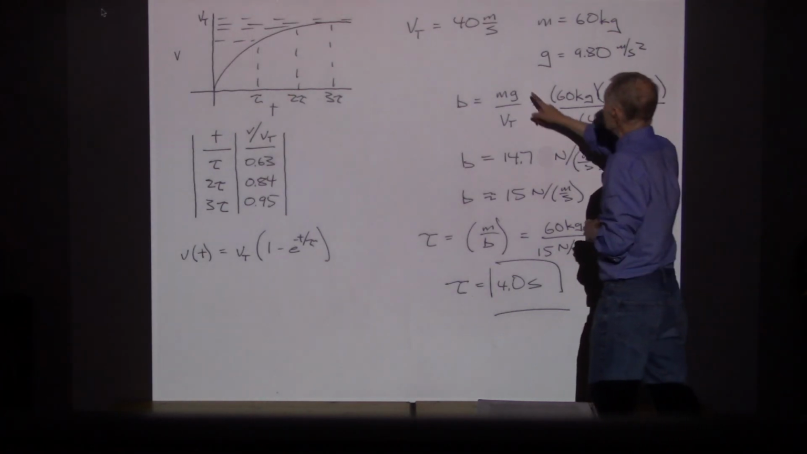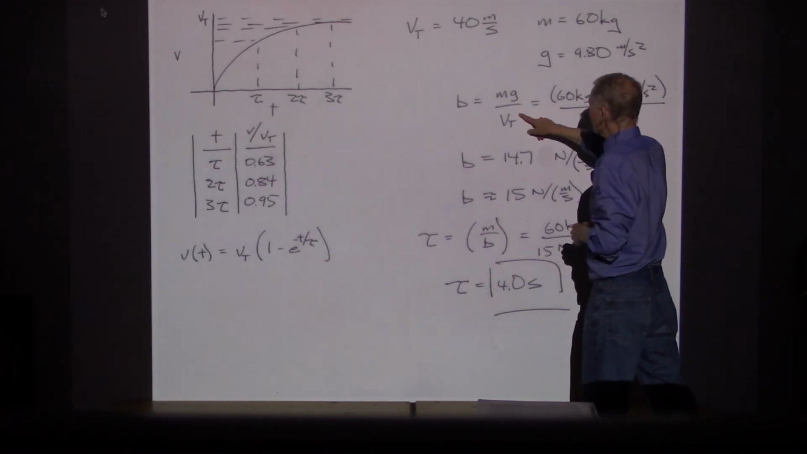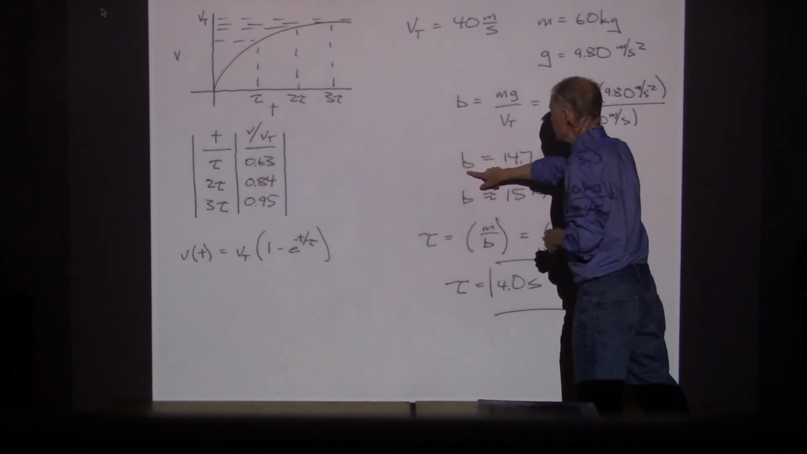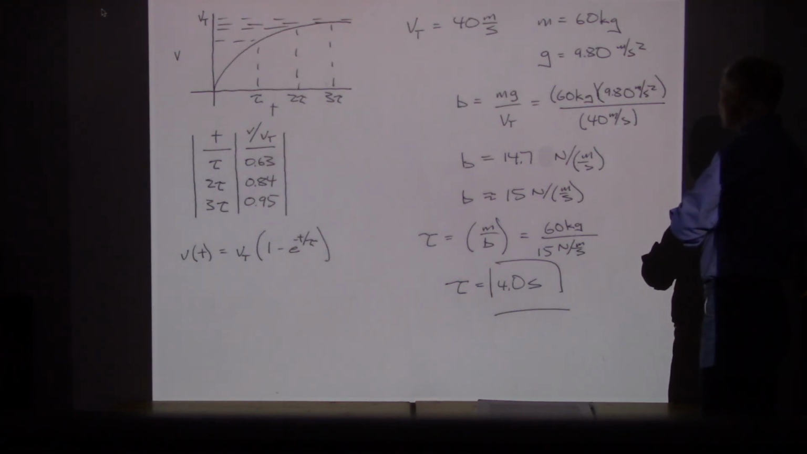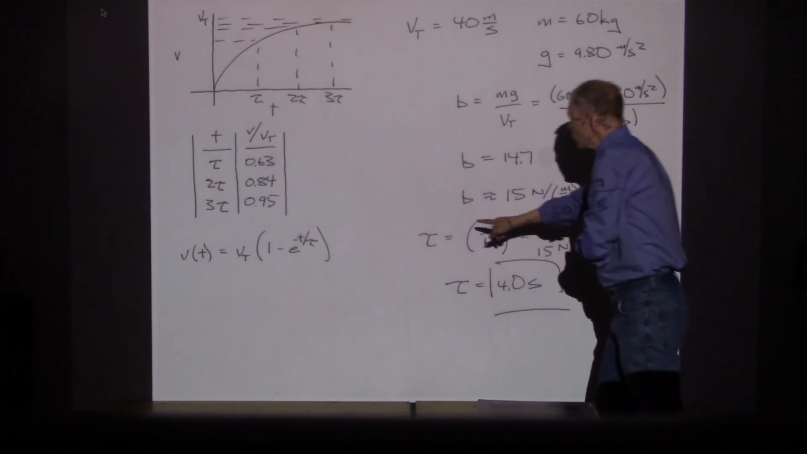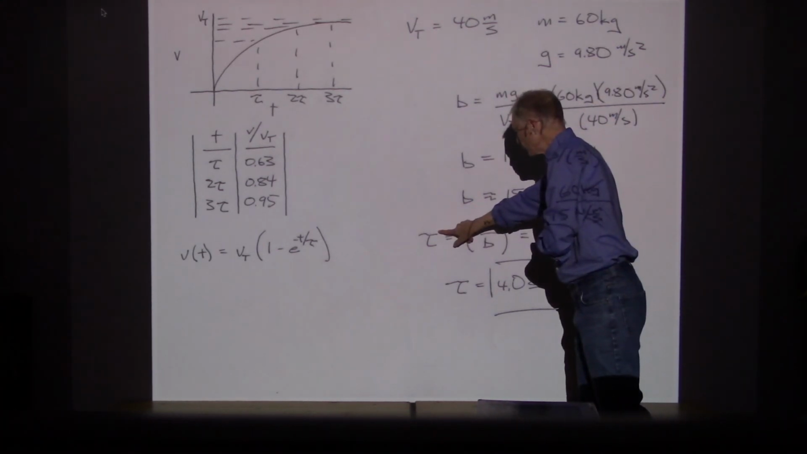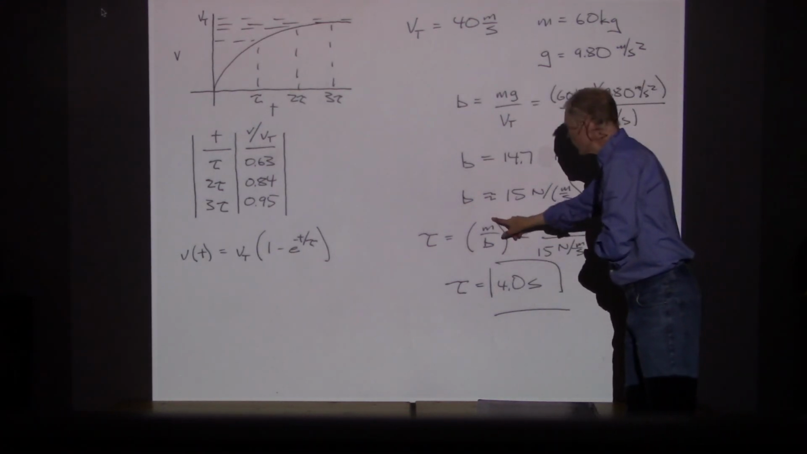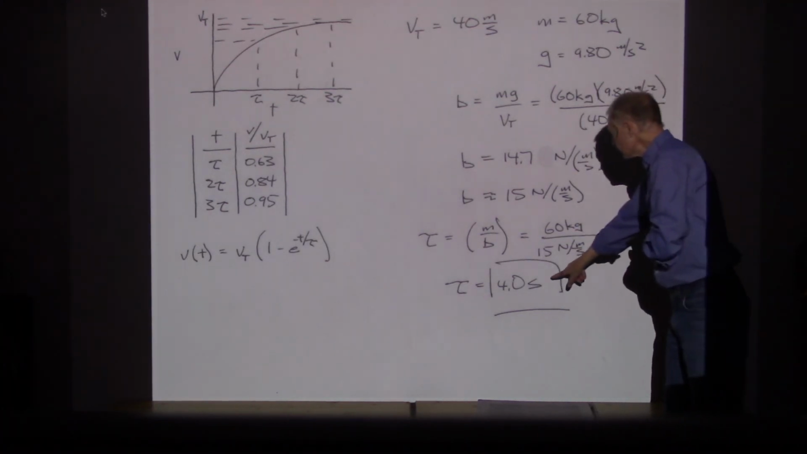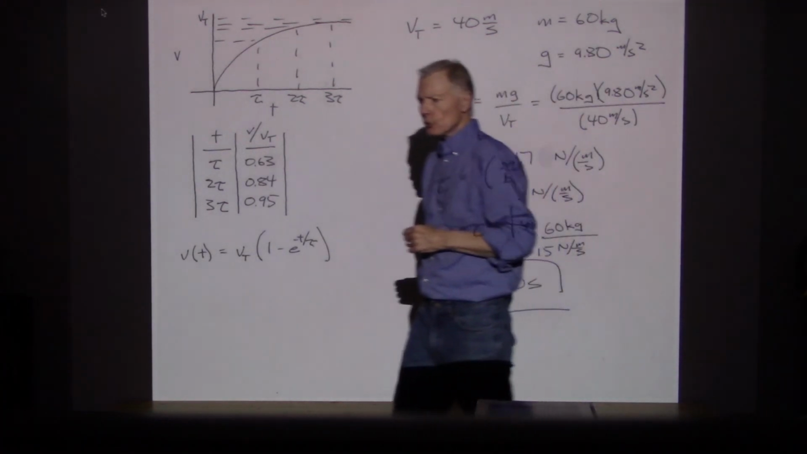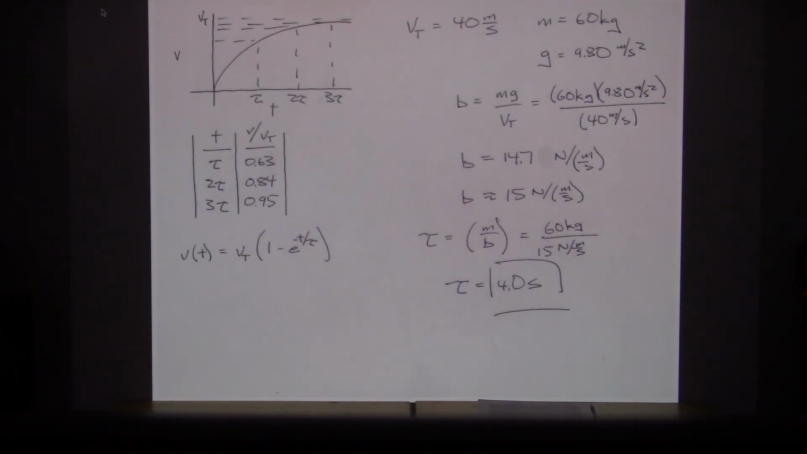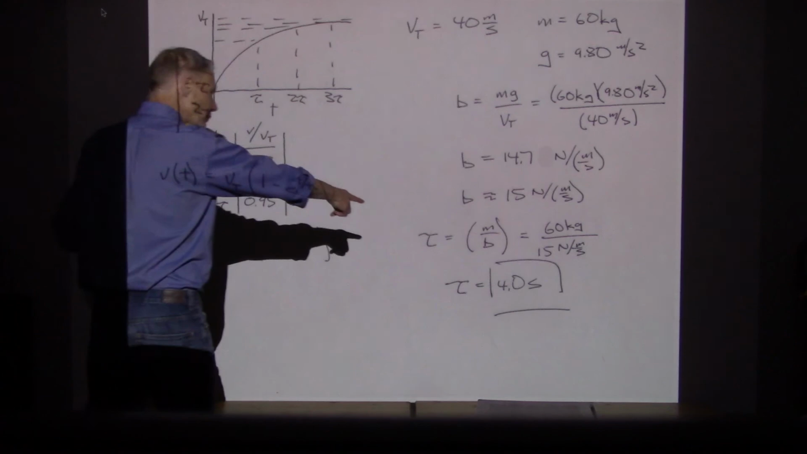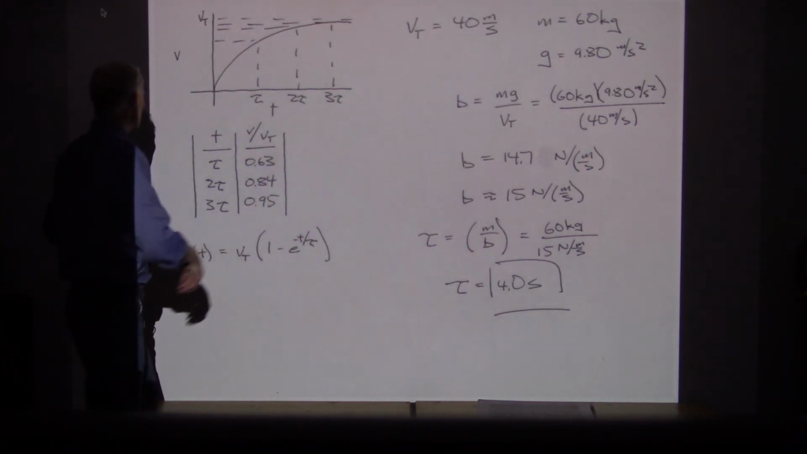b then can be calculated as mg over terminal velocity. The b value for that skydiver is 14.7 newtons per meter per second, or about 15. So the tau value, the time constant, m over b, can be calculated to be about 4 seconds. So this is telling us at what rate we are picking up speed. So let's take that 4-second time constant.